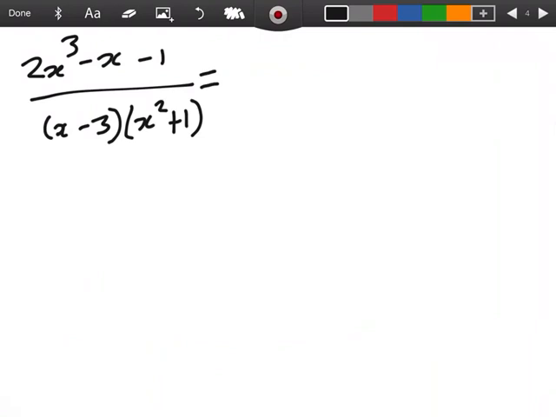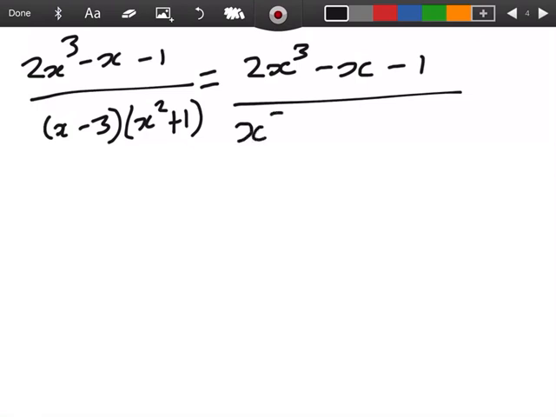So now we're applying it to partial fractions. If you'll remember, this is an improper fraction because the degree on top equals the degree on the bottom. So we need to simplify it to a proper rational function for it to be reduced to partial fractions, which we've already learned. So that becomes 2x cubed minus x minus 1 divided by x cubed minus 3x squared plus x minus 3.